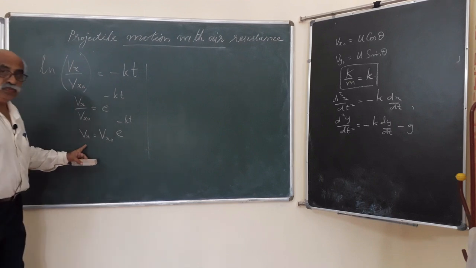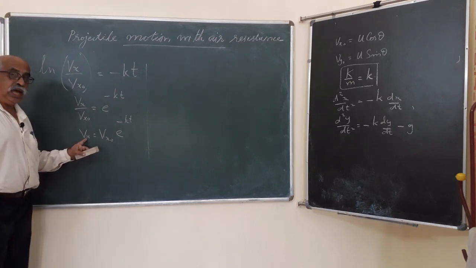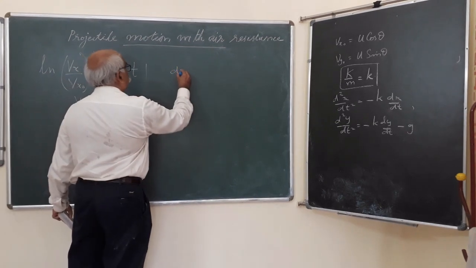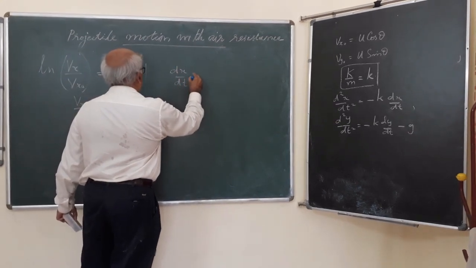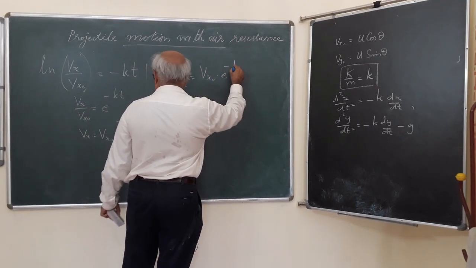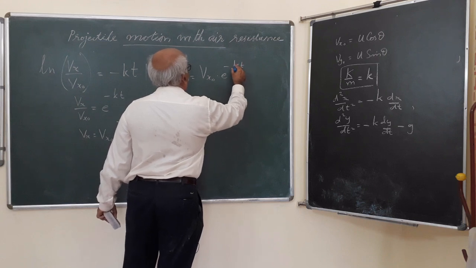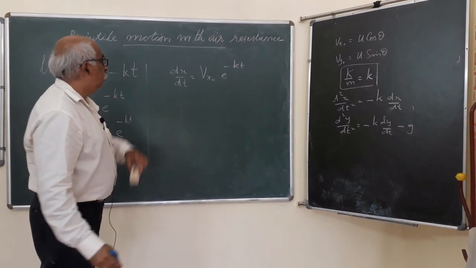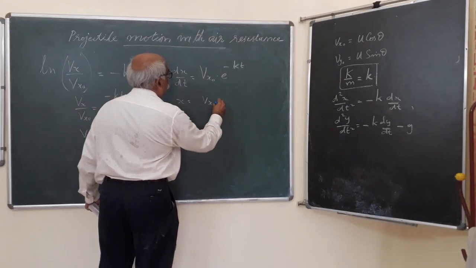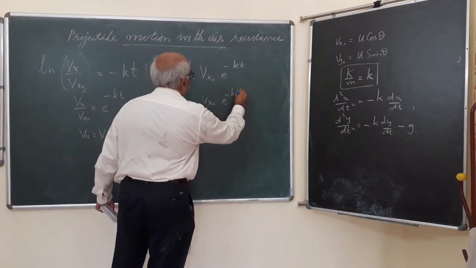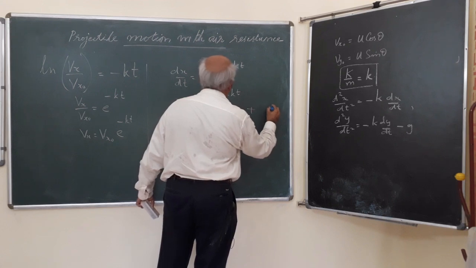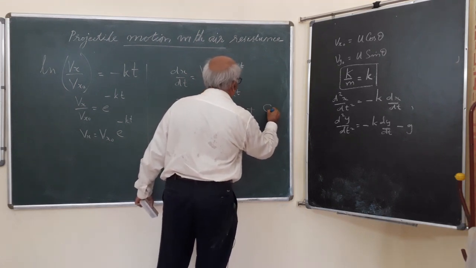This can be written as another differential equation. Vx is dx by dt, which is equal to Vx0 e raised to minus kt. Integrating, we get x is equal to Vx0 e raised to minus kt divided by minus k plus constant of integration, say C1.